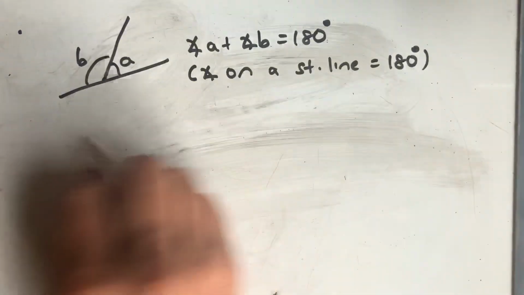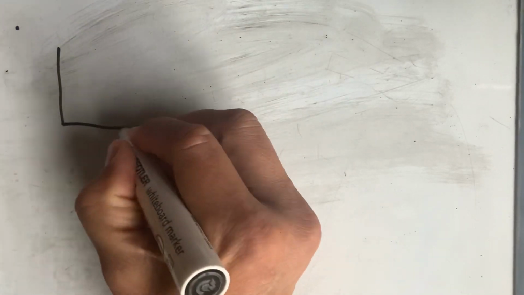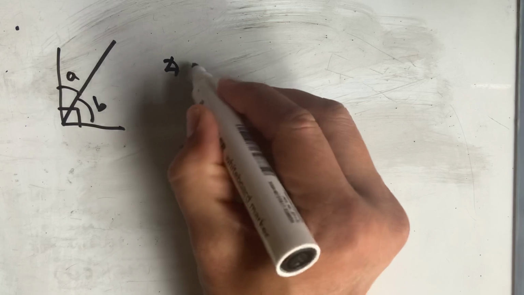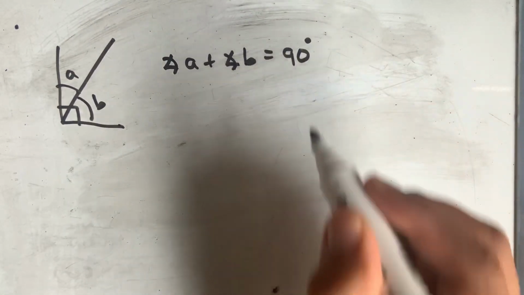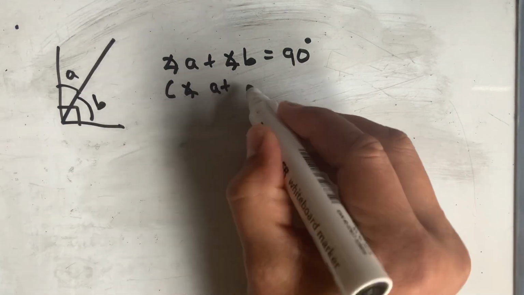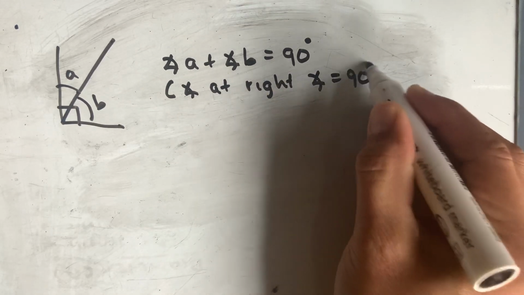Now, for the next theorem, it's about right angle. If this angle is a right angle, and I divide it into A and B, the two angles, angle A plus angle B must add up to 90 degrees. So the theorem is angle at right angle, they must add up to 90 degrees.